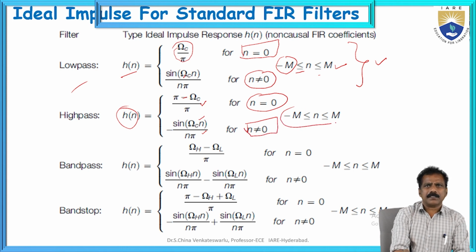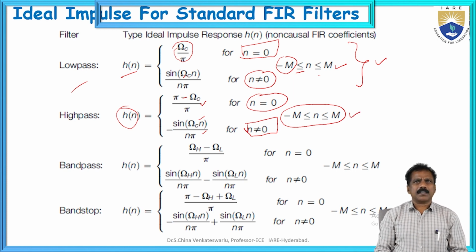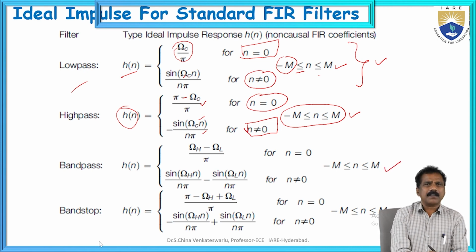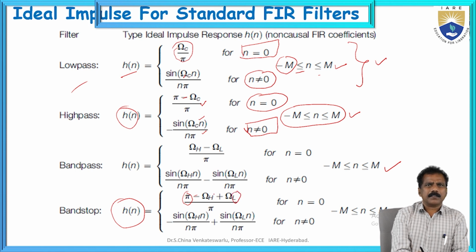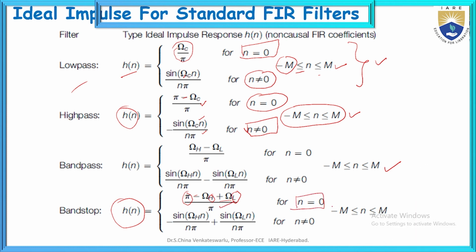For minus M less than or equal to small n less than or equal to capital M, we have to use the ideal impulse response H of n, and we expect the non-causal finite impulse response coefficients. Similar is the case for the band pass filter, where H of n is given by this mathematical analysis, and also for the band stop filter, where H of n is equal to pi minus omega h plus omega l. Here we have to concentrate on this pi for n equal to 0, considering minus M less than or equal to small n less than or equal to capital M.